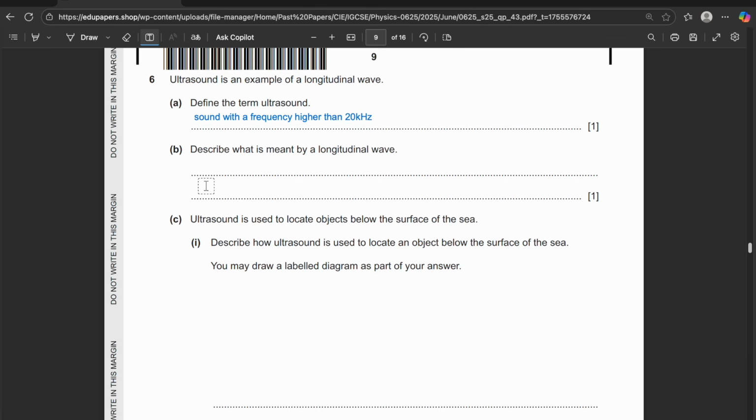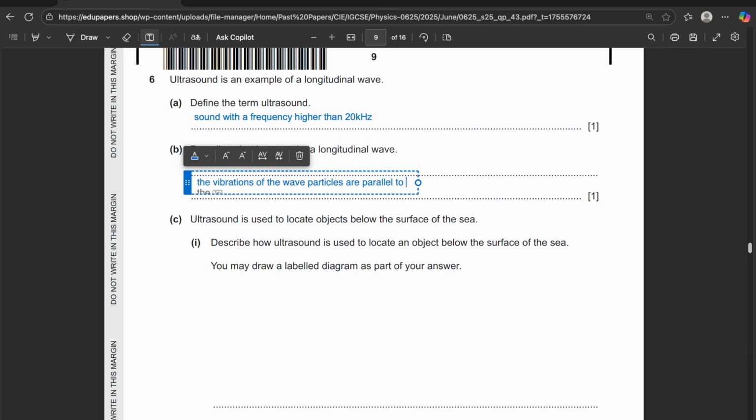B. Describe what is meant by a longitudinal wave. The vibrations of the wave particles are parallel to the direction of wave travel.